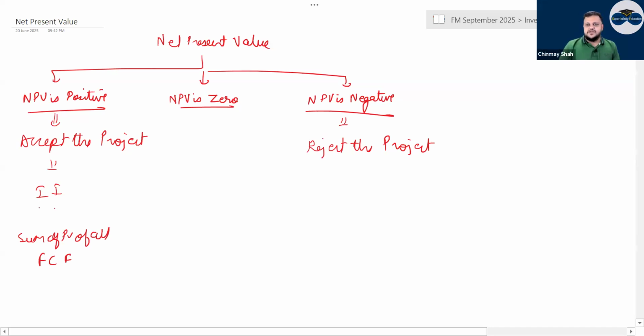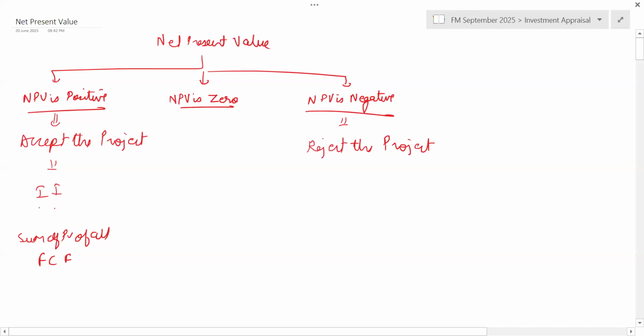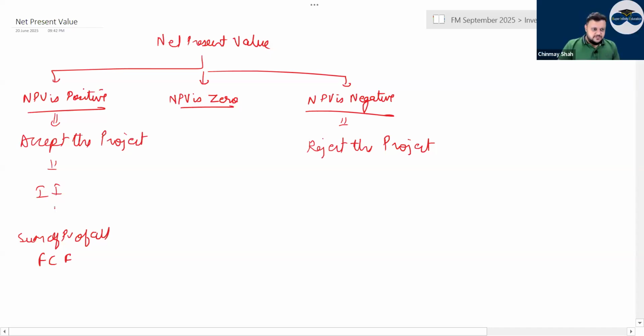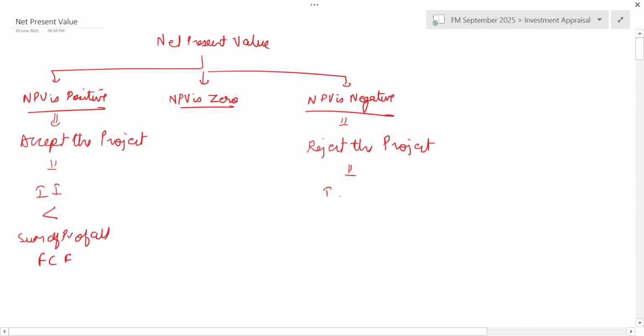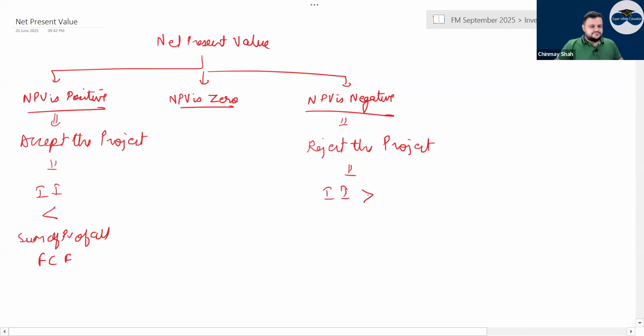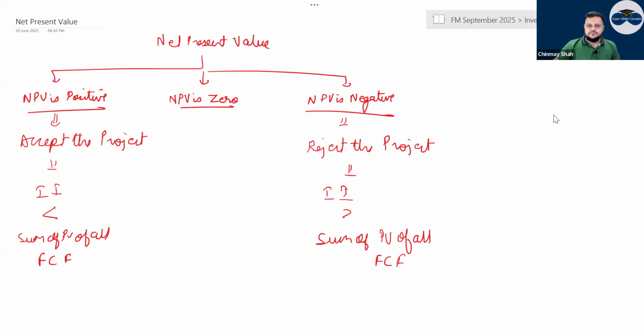Go to the question. Tell me. Initial investment is less or more for NPV to be positive? Less. Then initial investment in negative is greater than what? Sum of present value of all future cash flows. Correct. Now someone was asking, sir, discounting rate. What is the discounting rate all about?